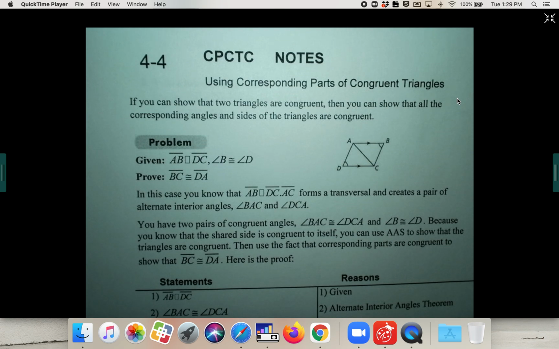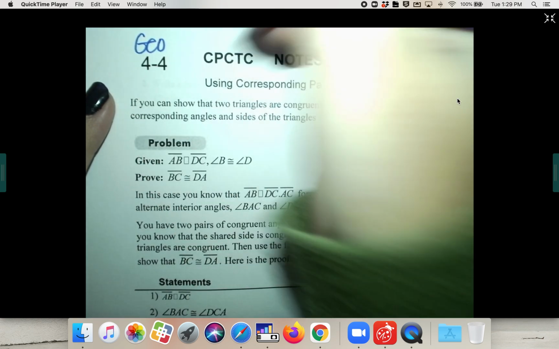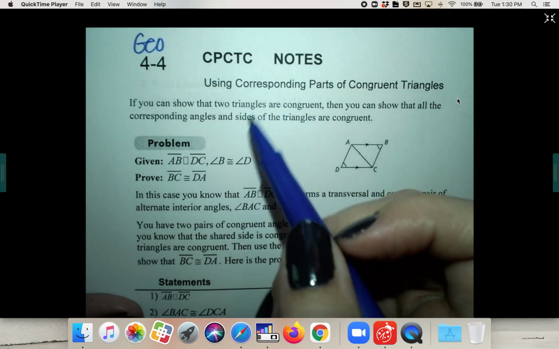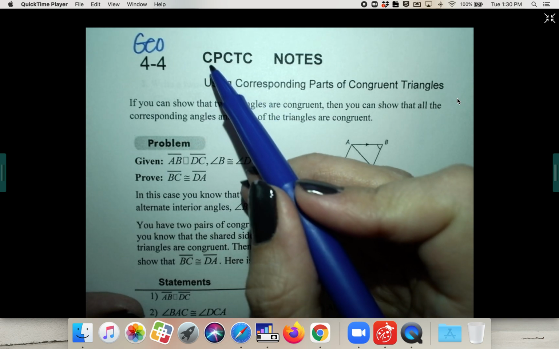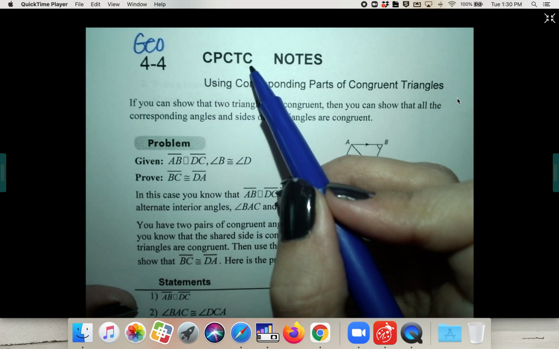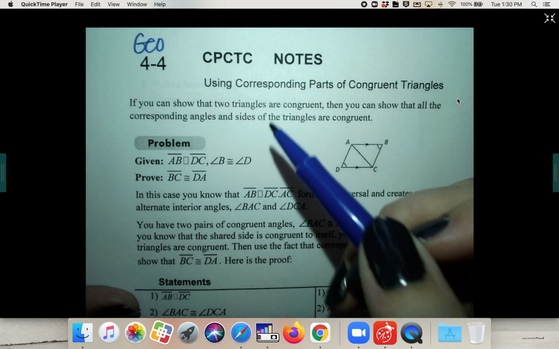Geometry, today we are learning lesson 4.4, which is a bunch of letters that's an acronym. I mean, it's not actually an acronym. I'm making it one, but I like to say all of these letters as fast as I can. So CPCTC, and I think all of you should say it just because it's fun to say CPCTC.